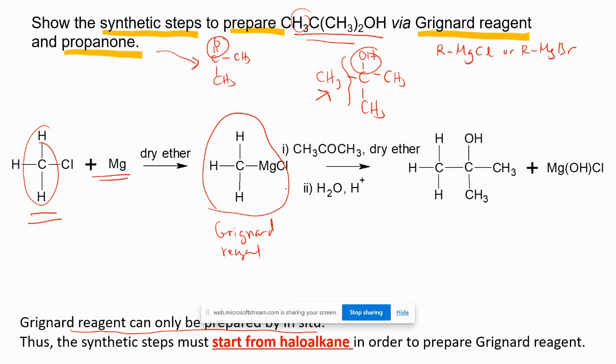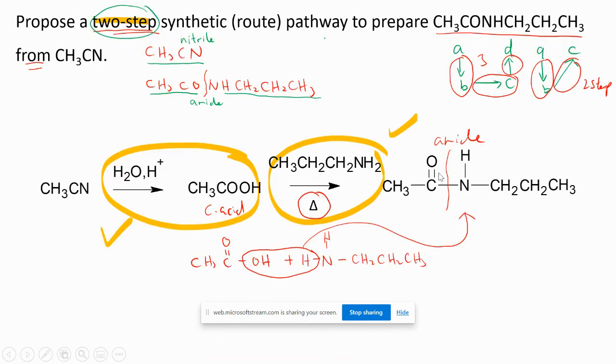MgCl. So remember the points that I want to highlight for synthetic pathway: don't put a straight arrow from the reactant to product because it involves more than one step. Other than that, just remember to put all your reagent conditions on the arrow. That's all for this part.